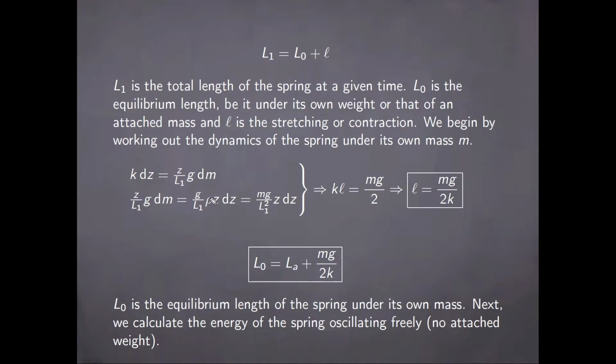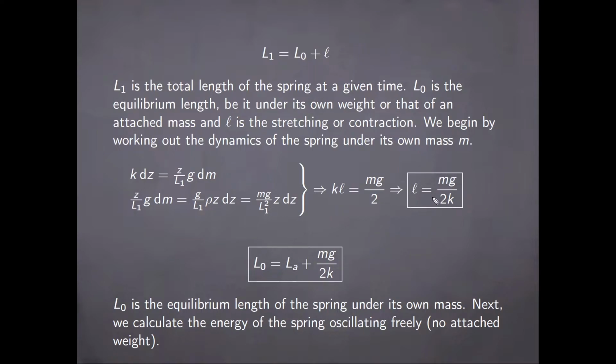I can introduce a constant density times z dz, and then I can obtain the result here, where I'm implicitly assuming that the density is just the ratio of mass to the total length of the spring. And then if I integrate this equation on the left hand side, I integrate for the total stretch under the spring's own weight, and on the right hand side I integrate for the total length of the spring. I obtain the result here.